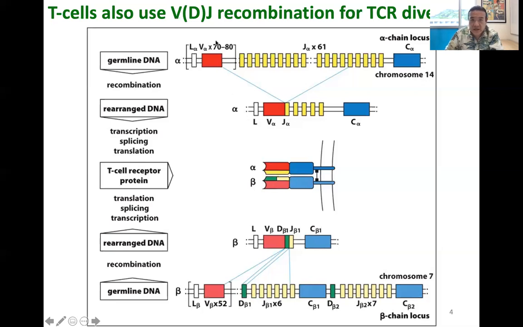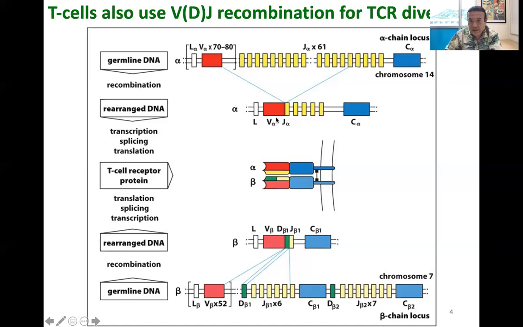But here you see there are way more variable blocks. Remember, in the B cell immunoglobulin loci, there were maybe 30 red blocks to choose from, and maybe 20 or so yellow J blocks to choose from. Here you can see in the T cell receptor alpha chain locus, you have between 70 and 80 of these red blocks and like 61 of these yellow blocks to choose from. That's a lot for the big oven mitt to choose from. So you're going to get a lot more variability just by your choices of the blocks.